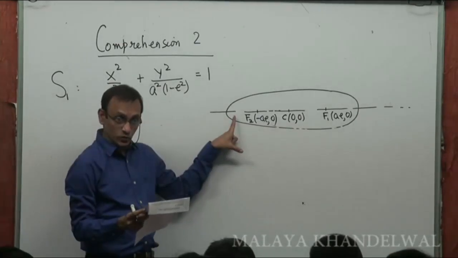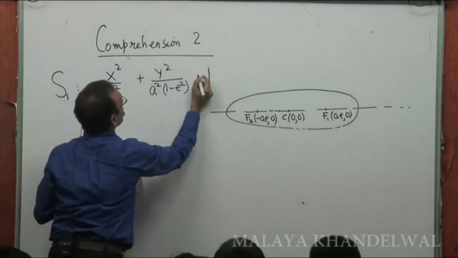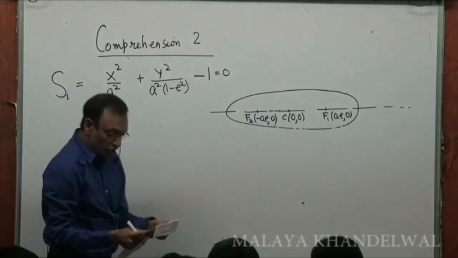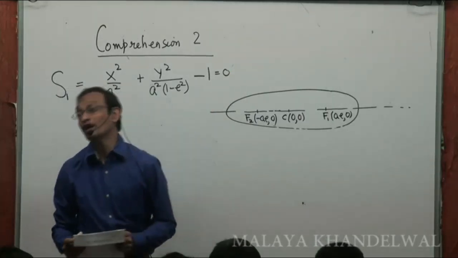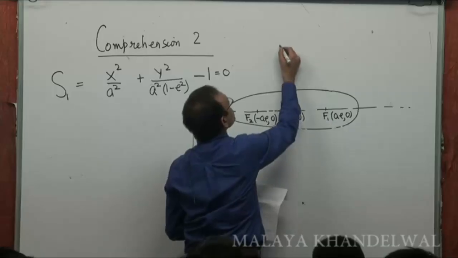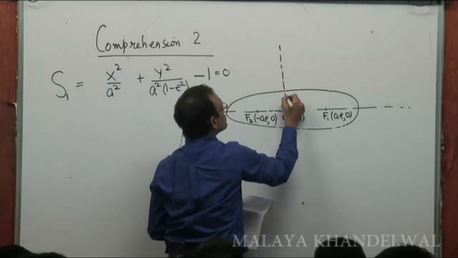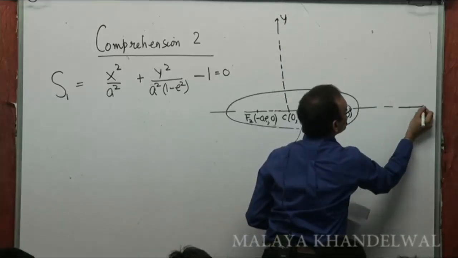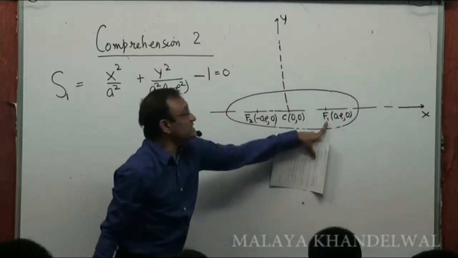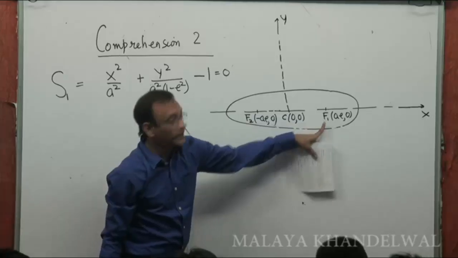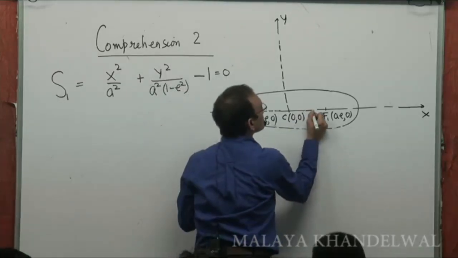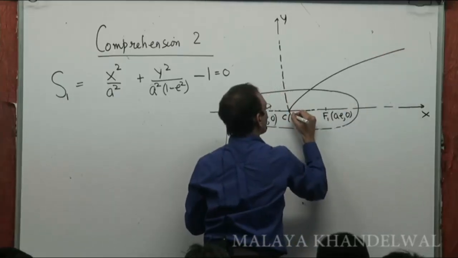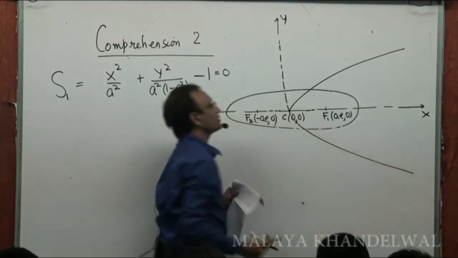This is the ellipse S1 equal to 0, right? And there is a parabola confocal with the ellipse. See, this is the y-axis, and that parabola lies to the right of the y-axis. And it has the same focus as that of the ellipse. That's the parabola.